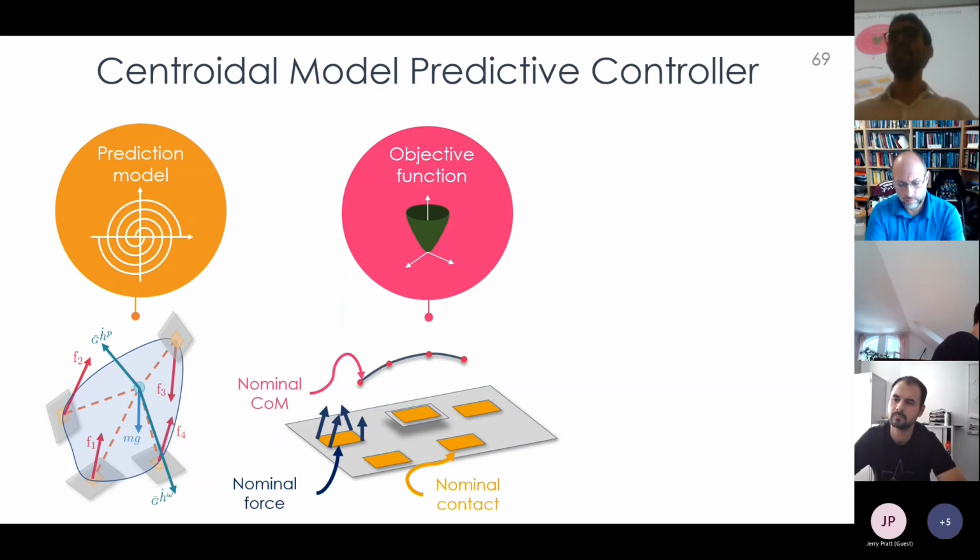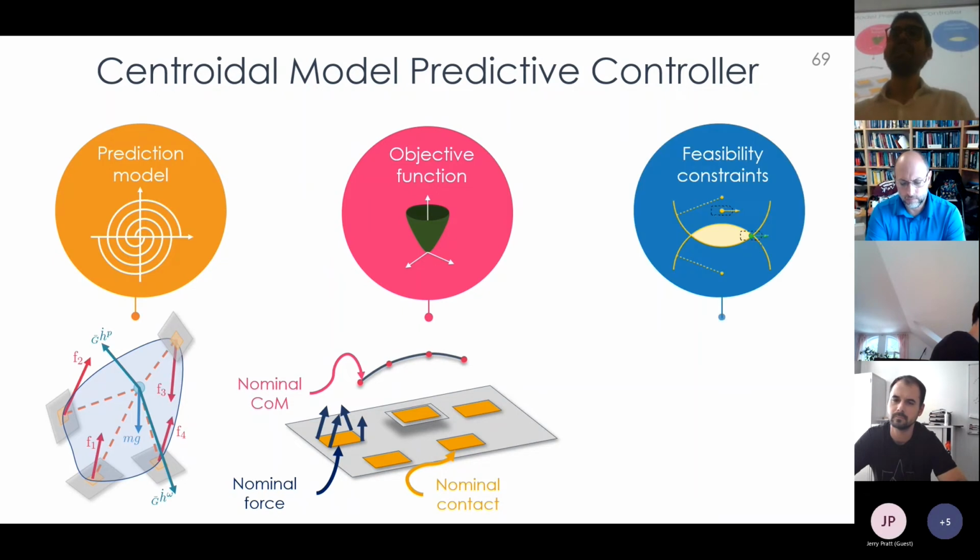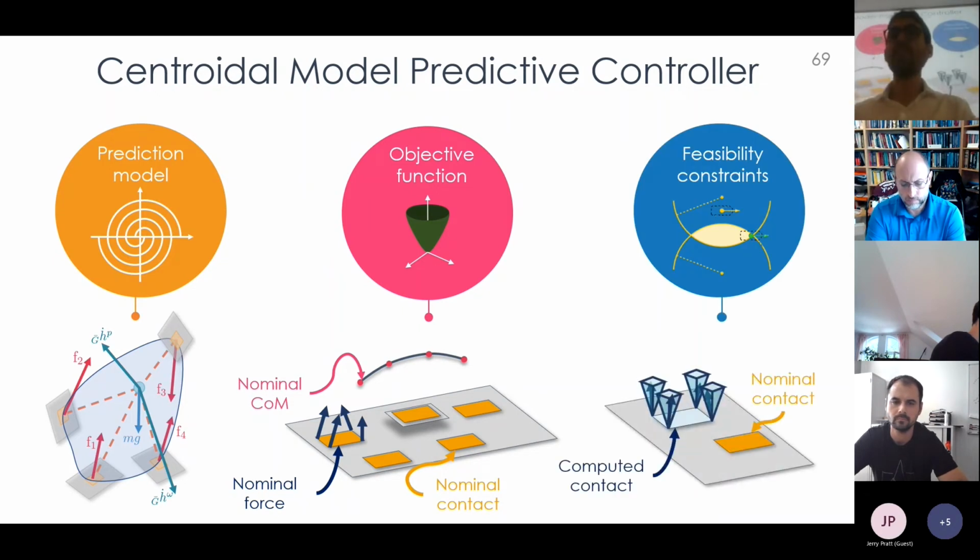It's important to notice that all those nominal quantities may not be feasible, and the feasibility is guaranteed by the centroidal MPC itself. And this is done thanks to some constraints, the most important one being the force constraint. So we want all the forces to be inside the friction cone. And also we want the computed contact to be next to the nominal one in a given region. And this is required to consider the kinematics and the limits of the robot.